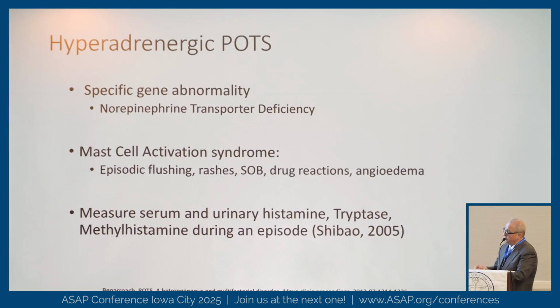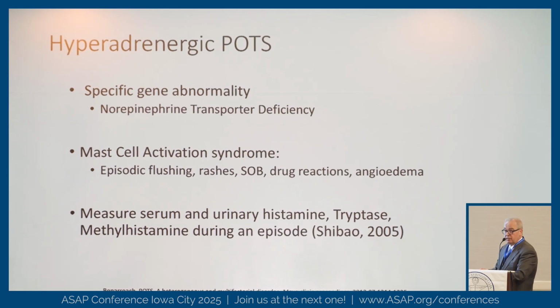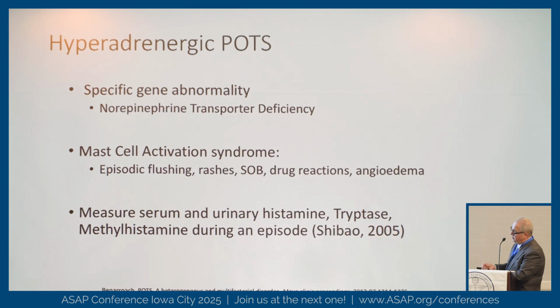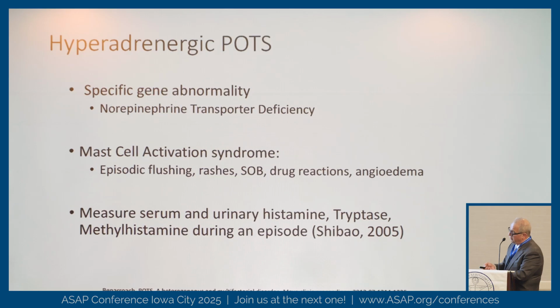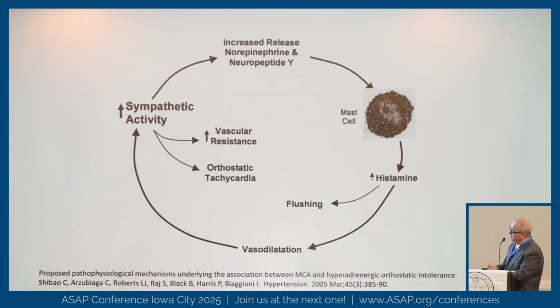But also, you've heard about mast cell activation. Patients with mast cell activation will have hyperadrenergic POTS. And those patients will also have episodic flushing, rashes, etc. And we can send them to an allergy colleague and measure some of the mast cell activation measures. But that's basically what happens. You're releasing a variety of things like histamine, and you produce other neurotransmitters that activate the sympathetic system, leading to vasodilation and tachycardia. Dr. Maitland spoke about that a lot in the morning, so I'm not going to bore you with that.